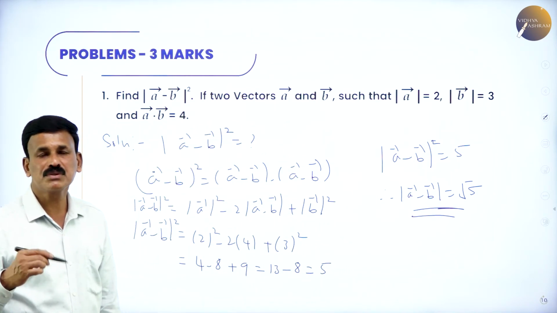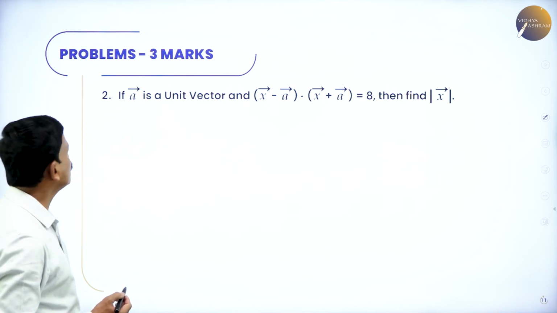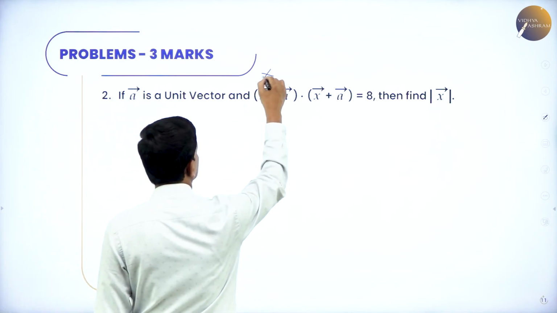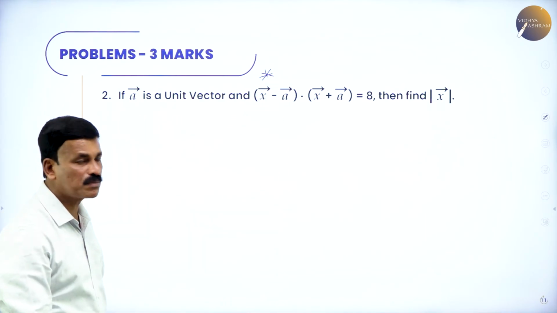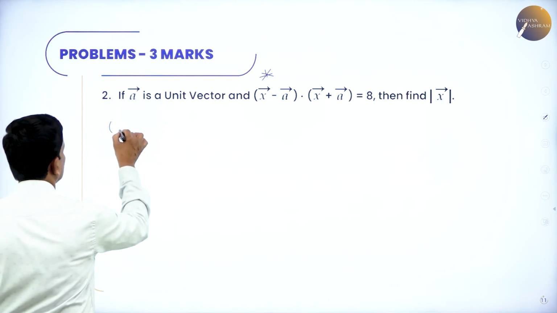Okay, now let us come to the next problem. What is the next problem? If a is a unit vector, and this is a very important problem, such that x minus a dot x plus a is equal to 8, find x. Very easy and very important problem.